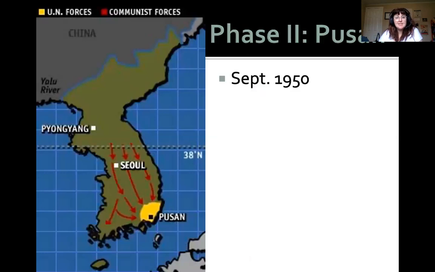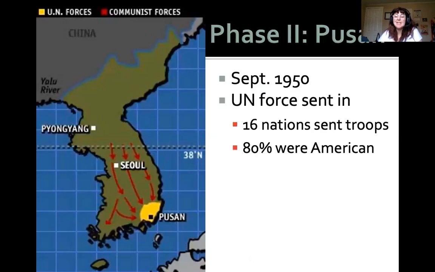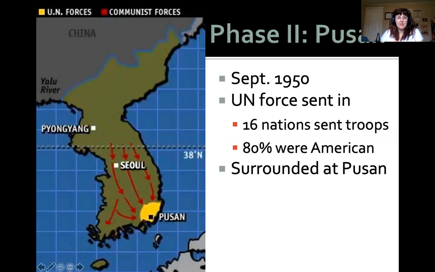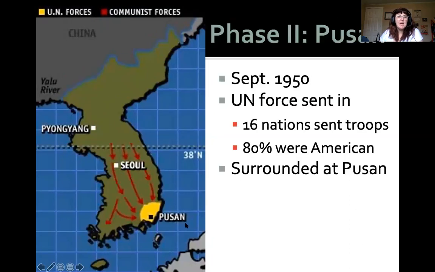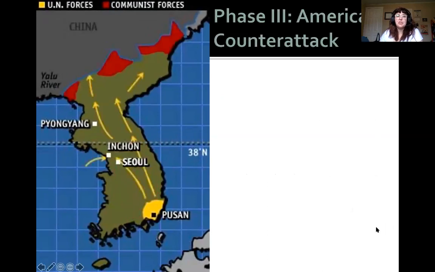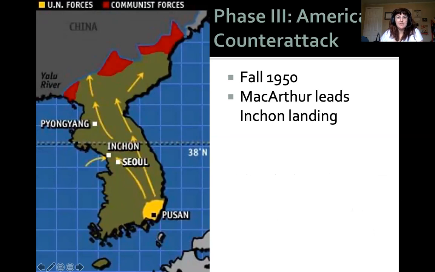The second phase is in September of 1950, and this is when the UN sends in a whole bunch more troops, mostly American troops. And they are surrounded at this city in southern Korea called Pusan. And basically it falls to a stalemate here for a moment. And then we get to the counterattack, and this is the third phase. So this is after September 1950.